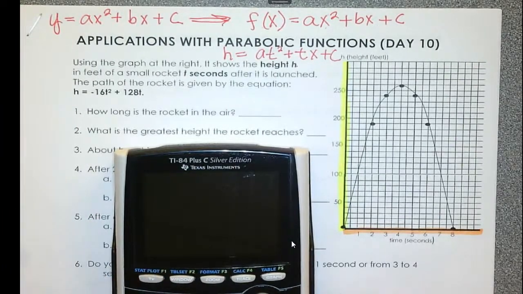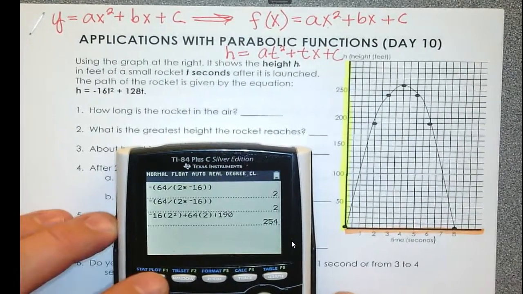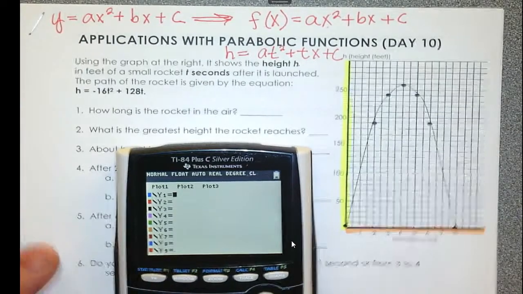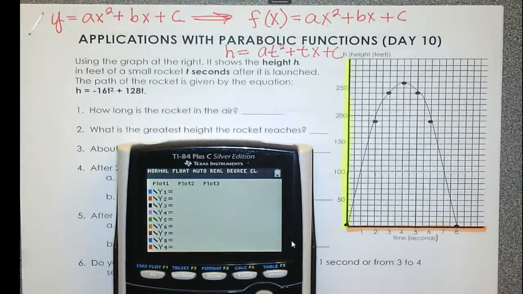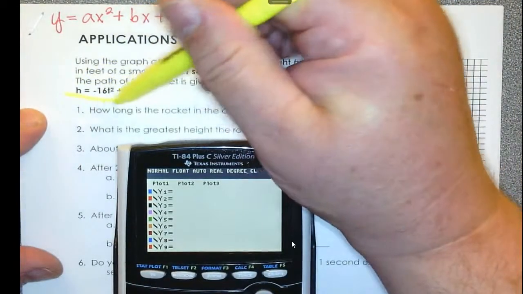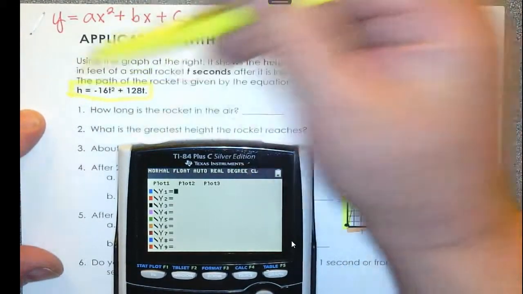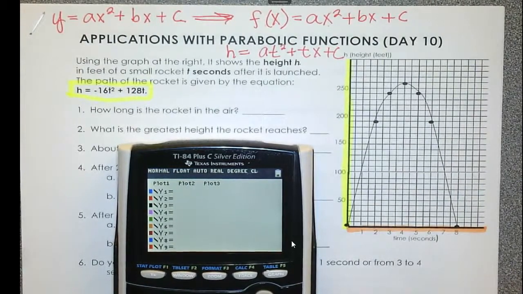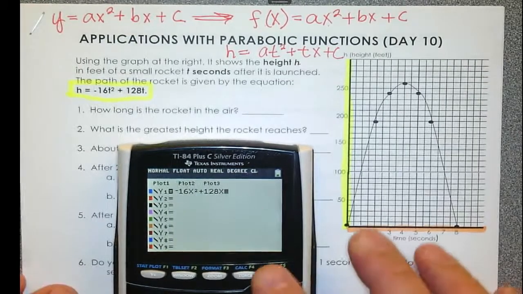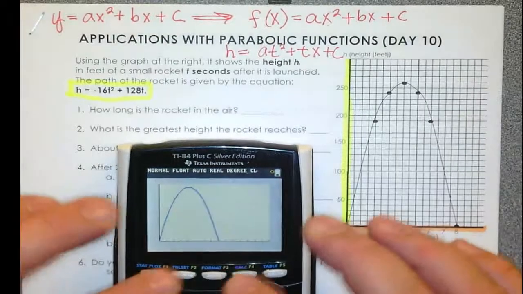Okay, everybody have a calculator? All right, here's my equation. H equals negative 16t squared plus 128t. I'm going to put that in my calculator. Negative, use the negative sign, not the minus sign. 16 instead of t, we use x squared plus 128x. Go to graph it.